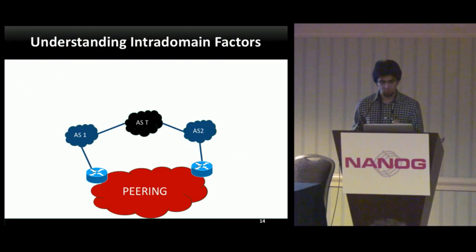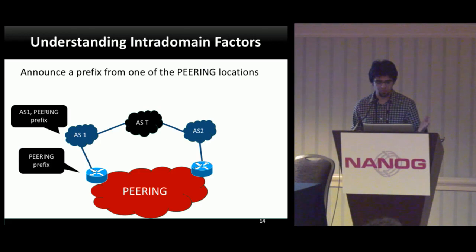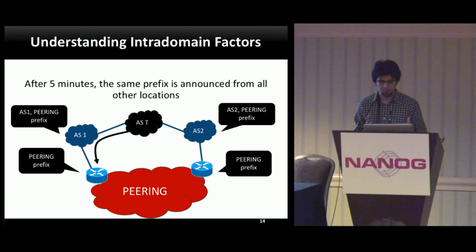As part of our experiment to study intradomain factors, we first announced a prefix from one of the PEERING locations. Since this was the only announcement, AS T would take the path towards the PEERING announcement through AS1. Then after 5 minutes, the same prefix is announced from all other locations. So now AS T has two options, either to keep its route towards the PEERING prefix through AS1, or drop this path and route towards the new announcement of the same prefix through AS2.